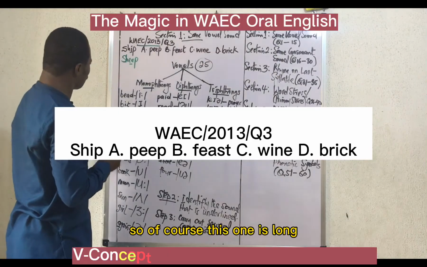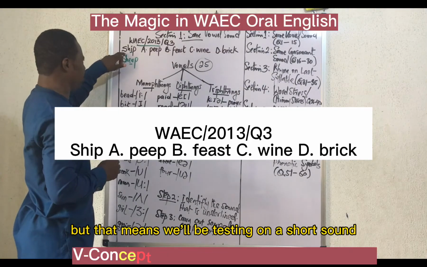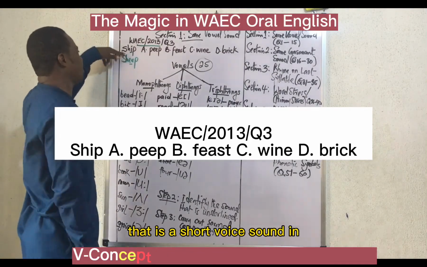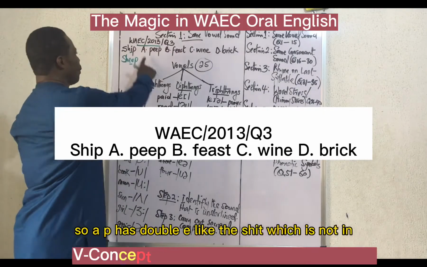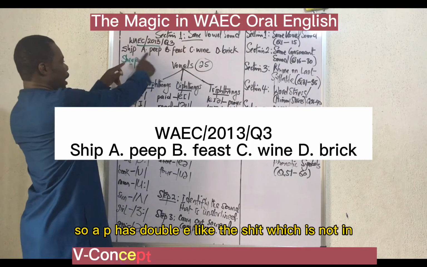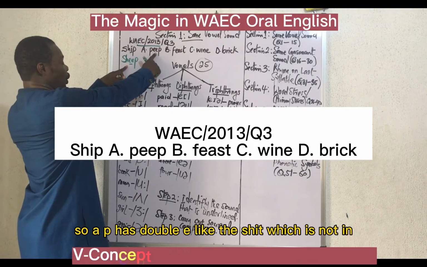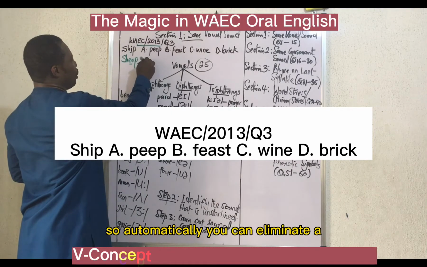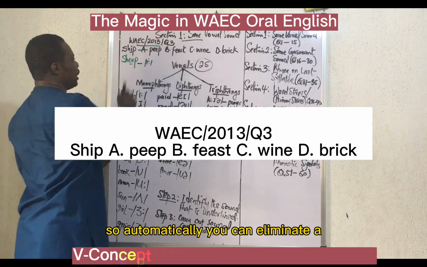So of course this one is long, while this one is short. That means we'll be tested on the short sound. That is the short vowel sound E. So A, peep, has double E like the sheep, which is long E. So automatically you can eliminate A.